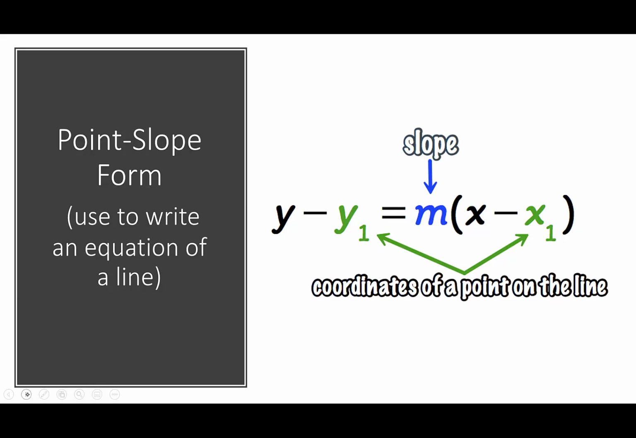First of all, I need you to know the point slope format. I want you actually to memorize this. It is y minus y1 equals m times x minus x1. Your y1 and x1 comes from any ordered pair on the line, and then your slope also comes from that same line. We're going to use this format to write equations of a line.